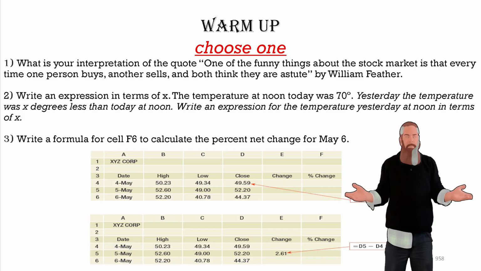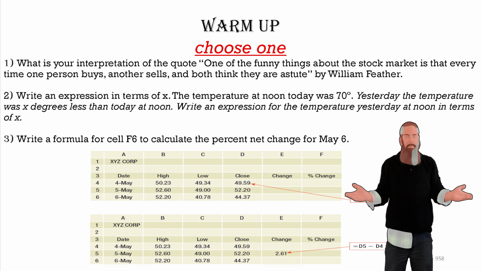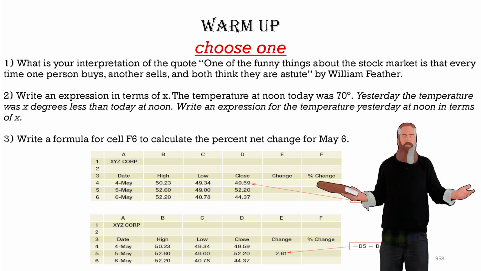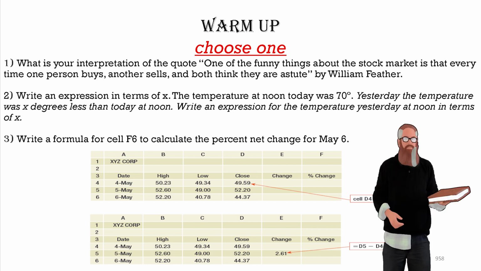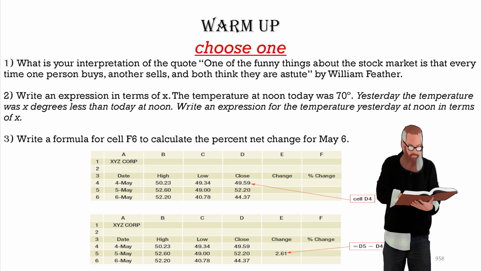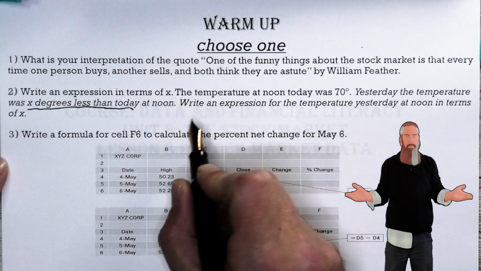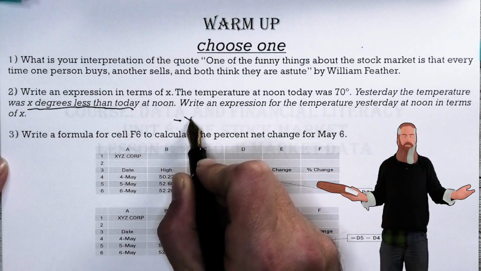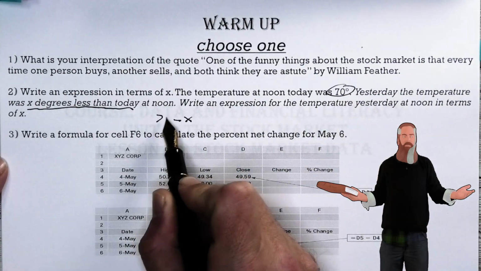To make sure we have the skills necessary for this lesson, we are going to write an expression in terms of X. The temperature at noonday was 70 degrees. Yesterday, the temperature was X degrees less than today at noon. Write an expression for the temperature yesterday at noon in terms of X. X degrees less than today would mean something minus X. But what is that something? The 70 degrees that is today.